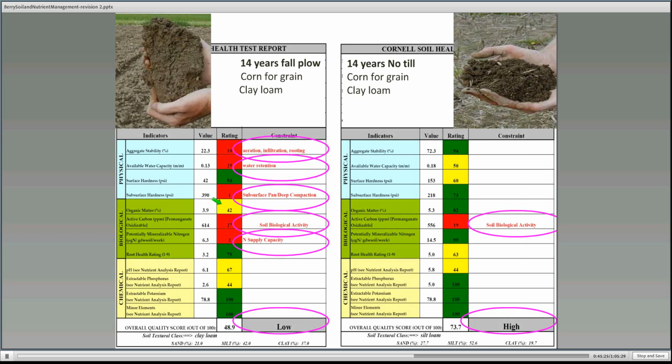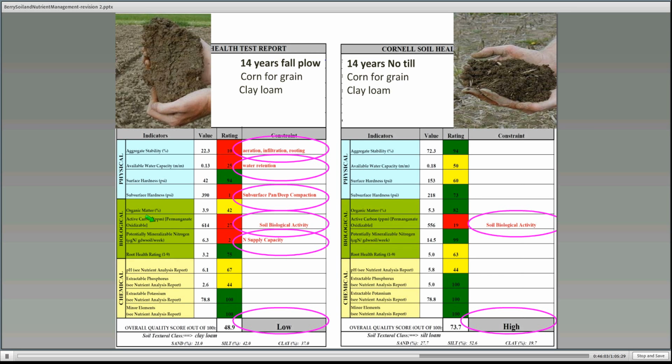Organic matter, the yellow indicates kind of a warning sign. It's at 3.9 percent. It still seems like it should be good, but for some reason it does not rate that high. Active carbon is very poor. Soil biological activity is low, and potentially mineralizable nitrogen is also in that area. But the root health rating is still quite good. So sometimes you wonder, there doesn't seem to be a clear picture across the board in one biological area.